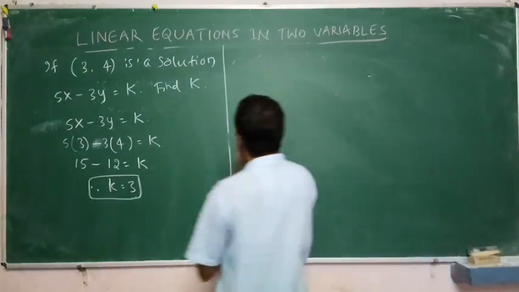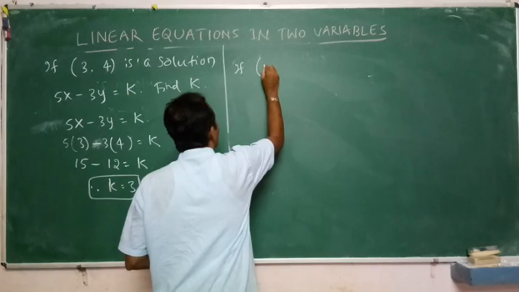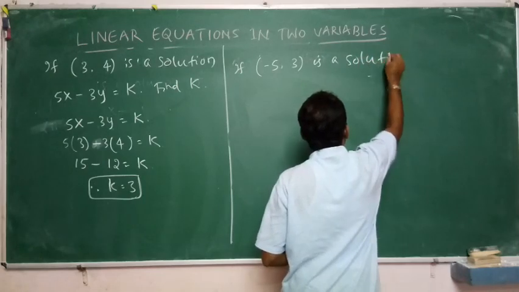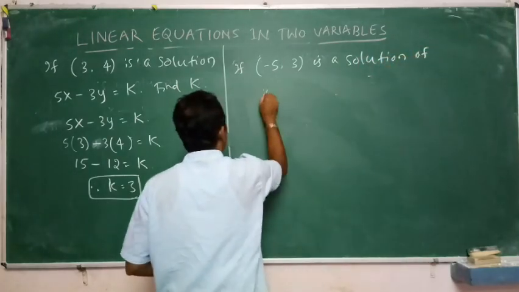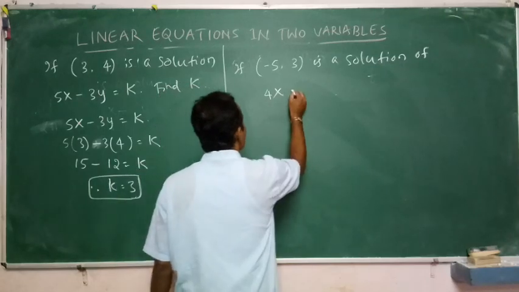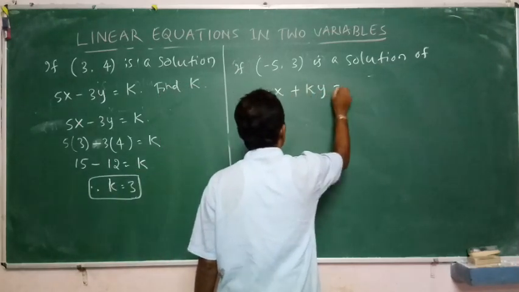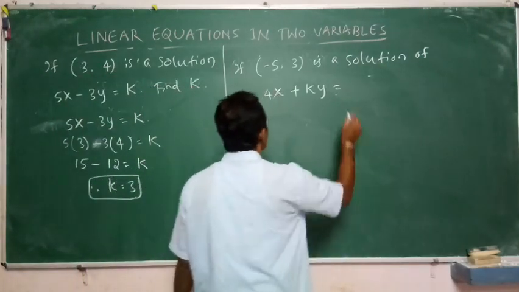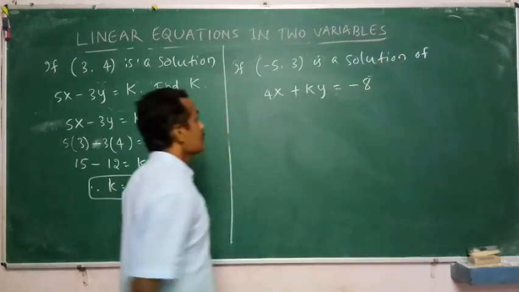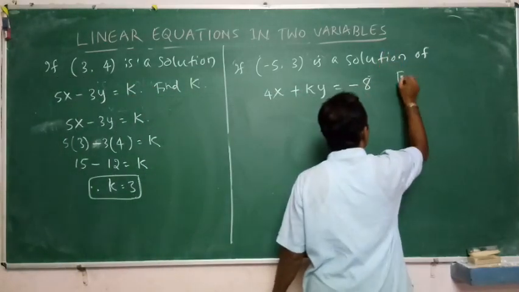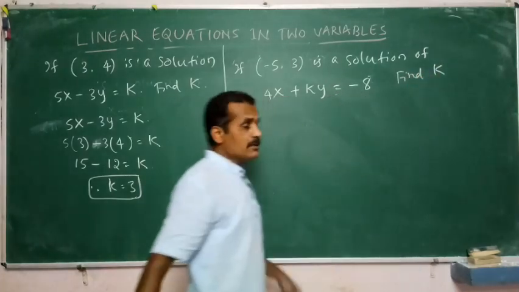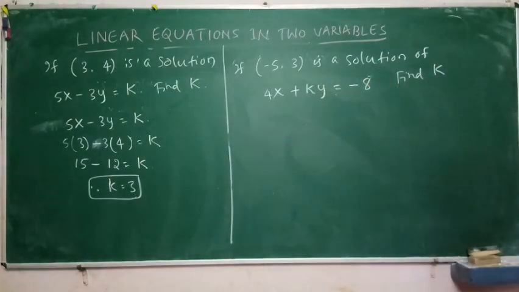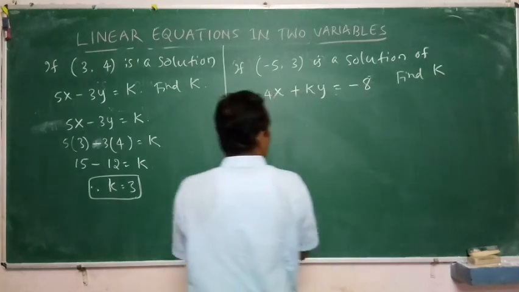Look at this. If (-5, 3) is a solution of 4x plus ky is equal to minus 8, find k. Here the k was here. Now I have changed the k here. Again, try yourself. Come on.